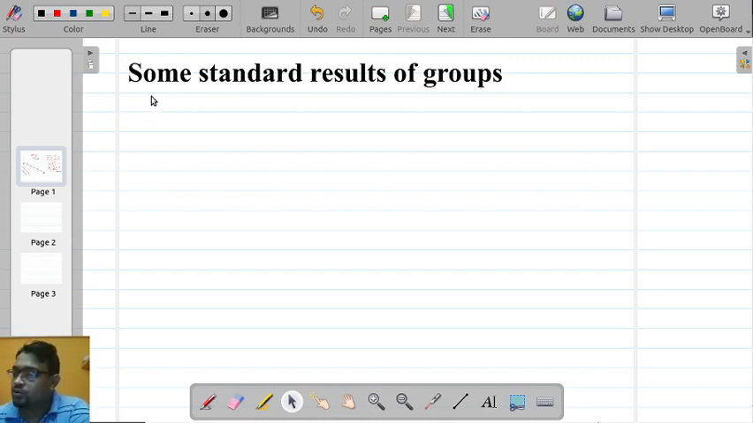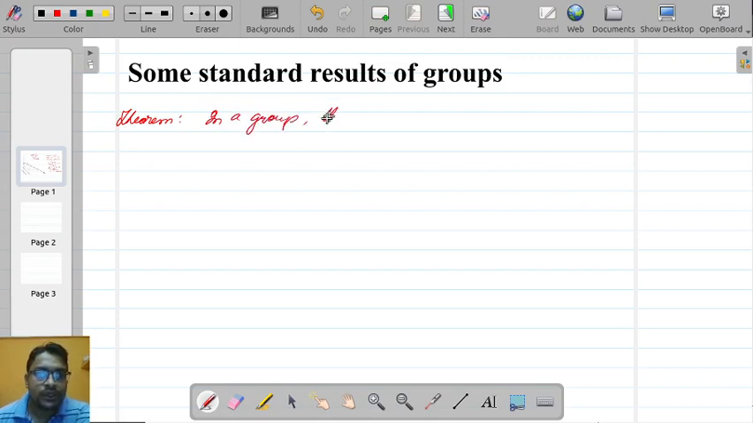One result that we have is the uniqueness of the identity element of a group. We may write this as a theorem. Theorem: in a group there is only one identity element. Only one identity element. So there cannot be two different identity elements.